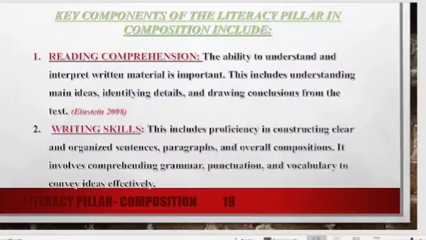Key components of the literacy pillar in composition include reading comprehension. The ability to understand and interpret written materials is important. This includes understanding main ideas, identifying details, and drawing conclusions from the text. Esteem 2008.